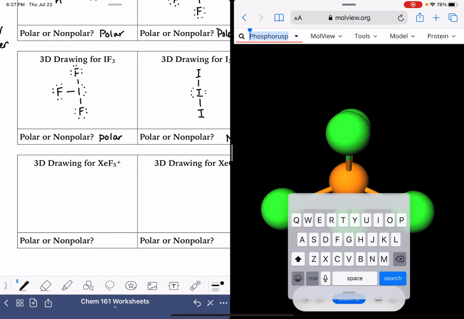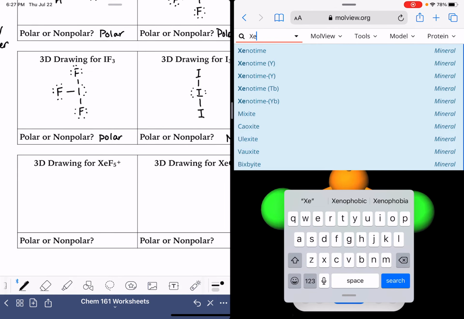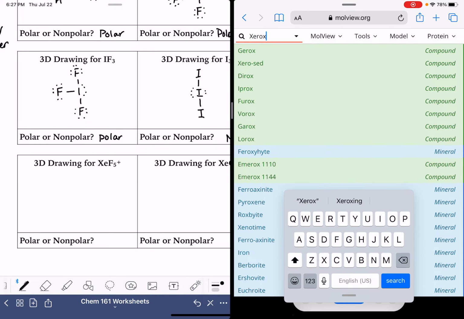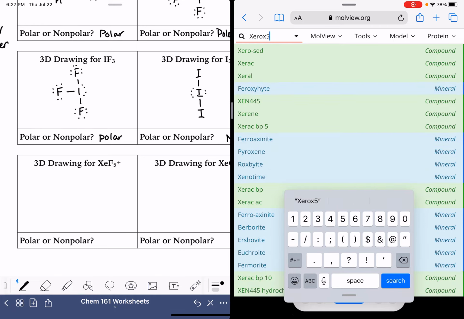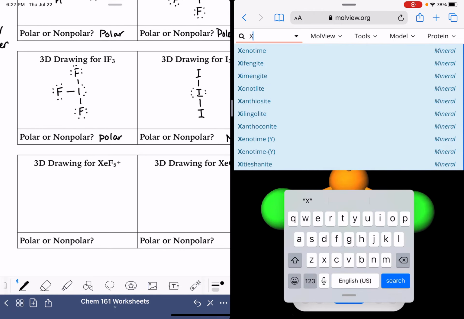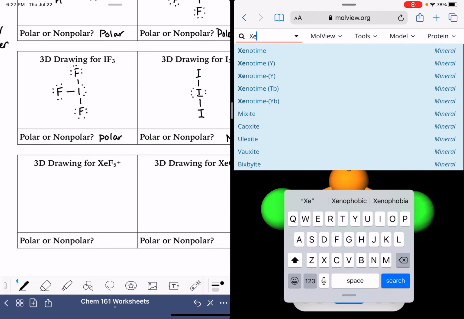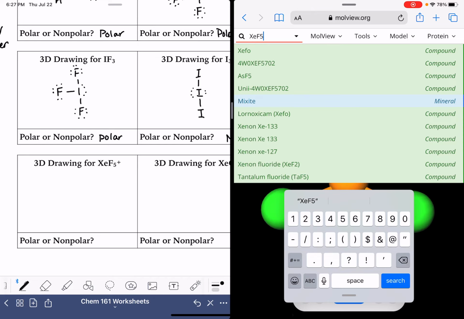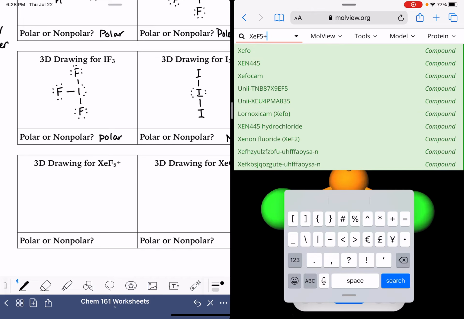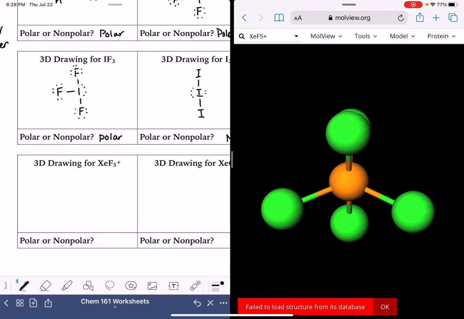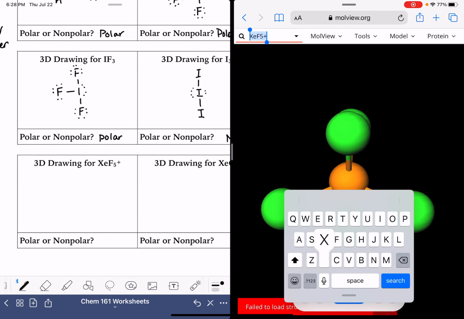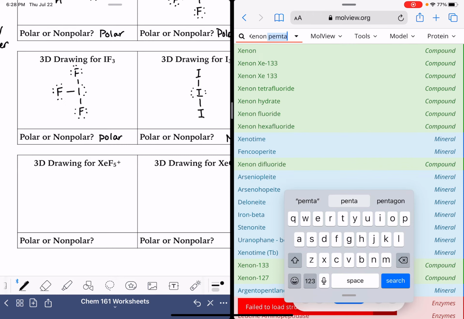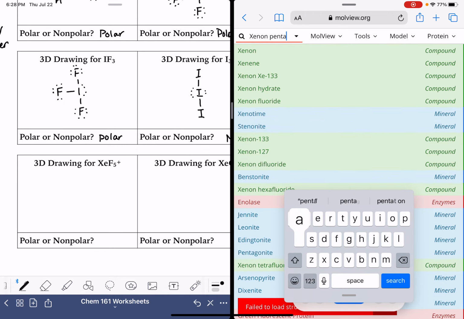We have XeF5+. Let me see if I can find it by its formula. That's not what I was looking for. Maybe not. We'll try xenon pentafluoride.